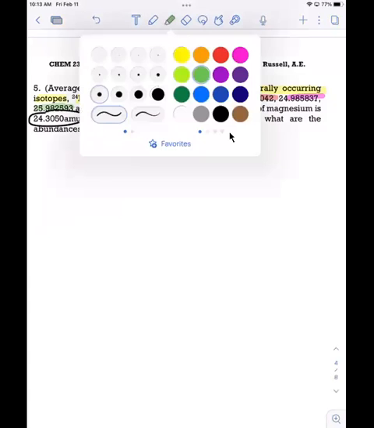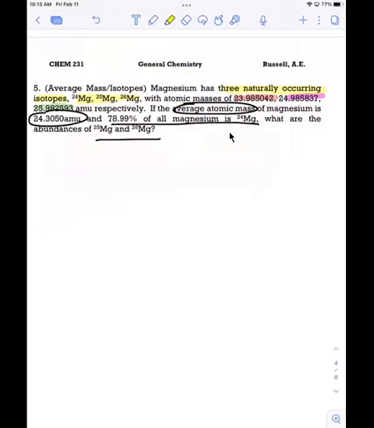So that's the problem. All of that is what it's really asking right here: what are the abundances of mag 25 and mag 26? What do we know? We know precise atomic masses for each one of the isotopes. And we know the major fraction of one of them, don't we? We know the major fraction for magnesium 24 is 0.7899 or 78.99%. Right? So let's see if we can figure this out.